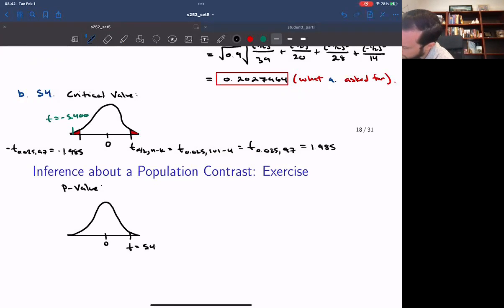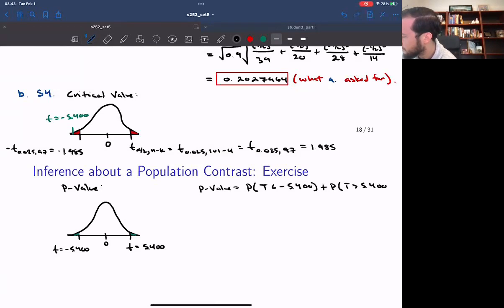Okay, so now we have to consider the test statistic in both tails because it's a two-sided test, right? So same process that we have gone through with all of our t-tests. The p-value is going to be the probability that t is less than negative 5.400 plus the probability that t is greater than 5.400. This is the same thing as 2 times the probability that t is greater than 5.400.